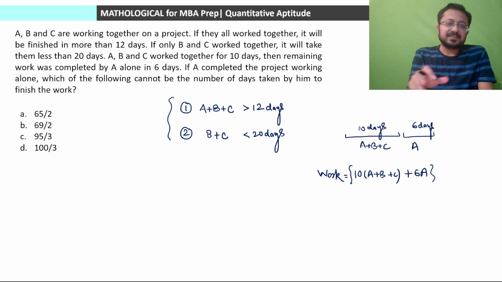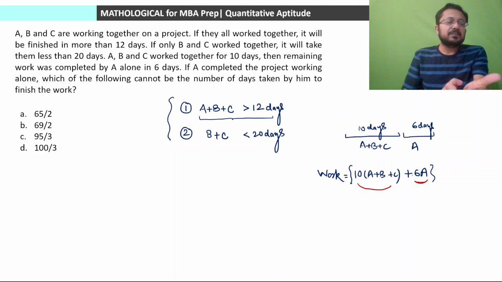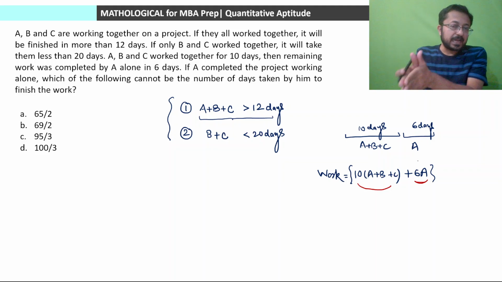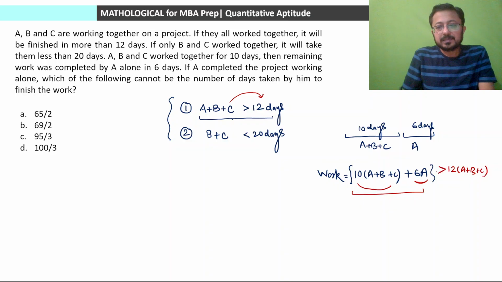Okay. So if this is our total work, we know for sure that if A, B, and C all of them are working, then they are taking greater than 12 days. Isn't it so? So 10 days of work of A plus B plus C plus 6 days of work of A, this total work, if A, B, and C work 12 days, then will our total work be lesser or higher? Since A, B, and C are taking more than 12 days, 12 days of work of A plus B plus C will be less than our work, because they are taking more than 12 days effectively. Okay, so this work will be higher.